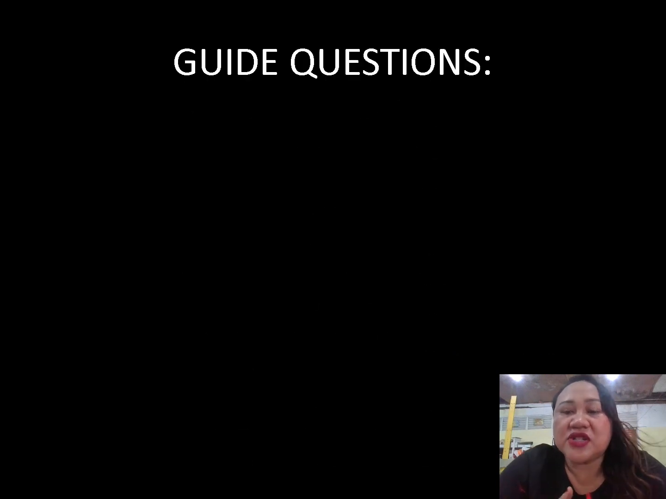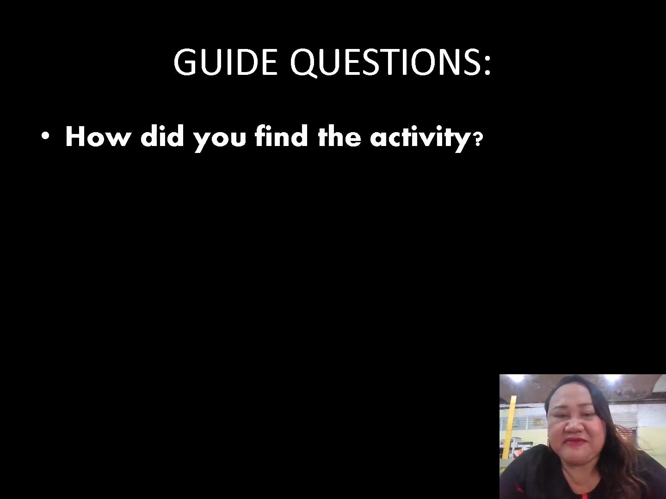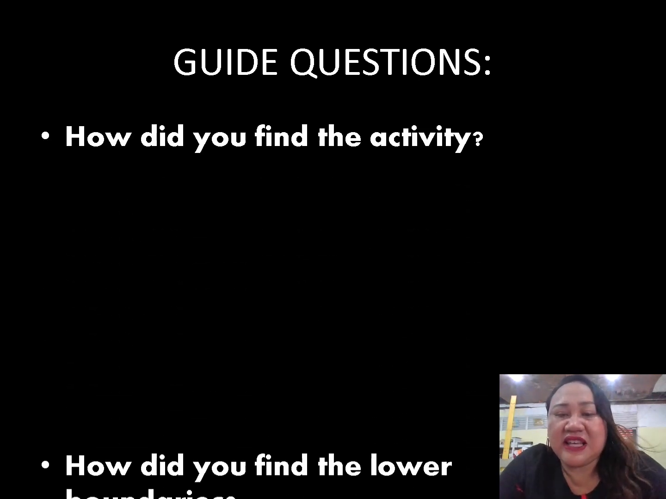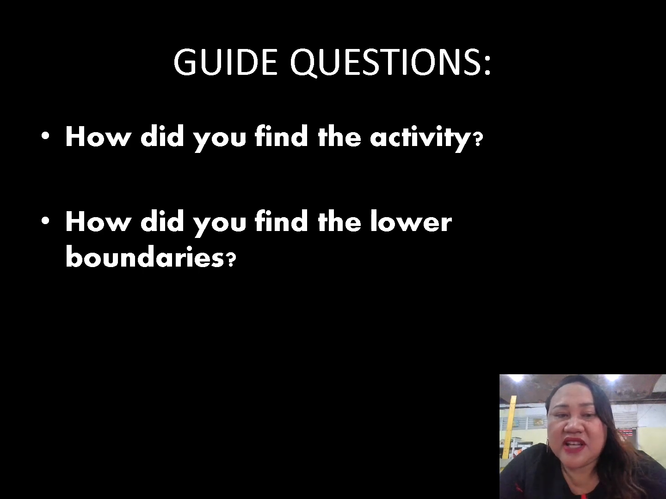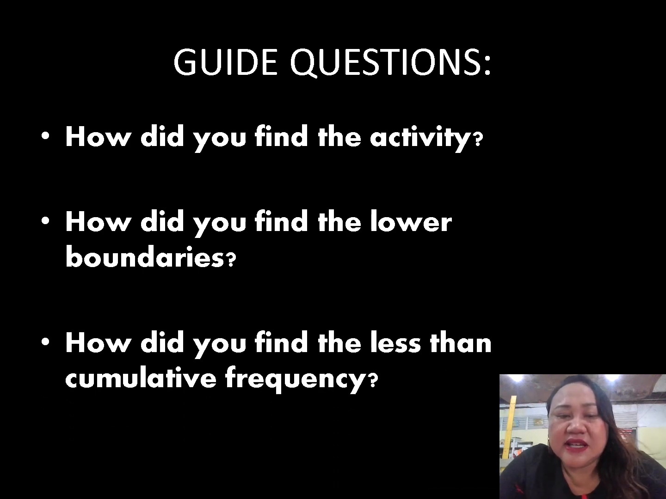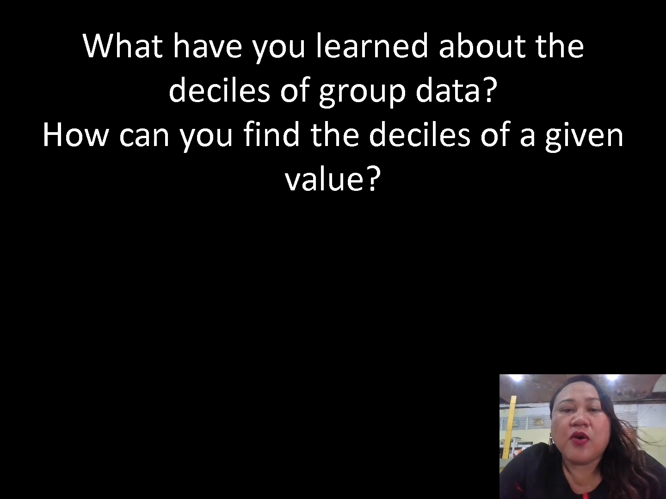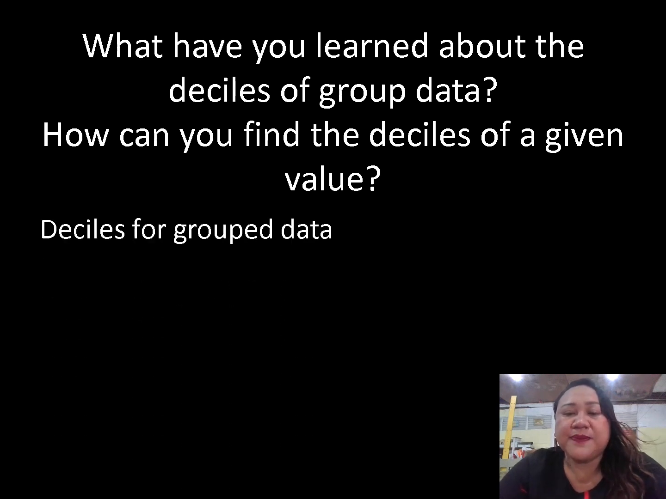Okay, so these are the guide questions. It is good to read ahead the questions so that as we go along with the discussion and the lessons, it will be easy for you to answer. First is, how did you find the activity? The board work. How did you find the lower boundaries? And how did you find the less than cumulative frequency? Then, what have you learned about the deciles of grouped data? How can you find the deciles of a given value? Okay, so let's proceed with the discussion on the deciles for grouped data.